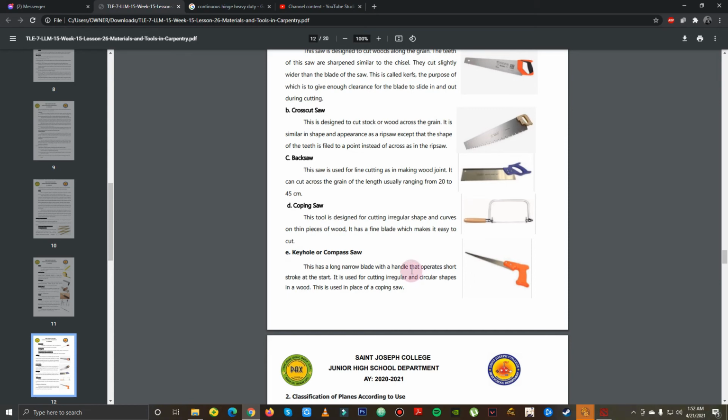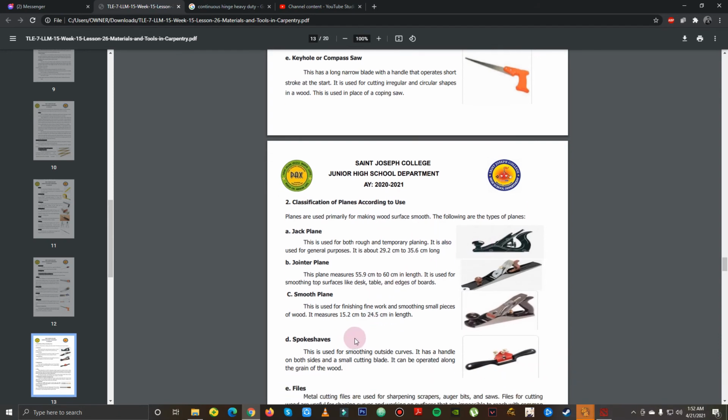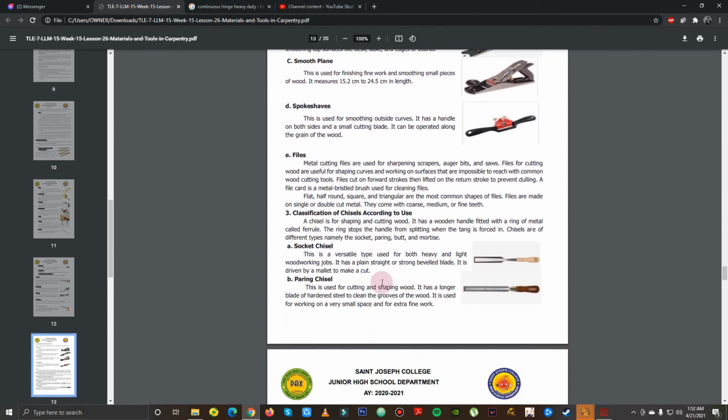This saw is useful for cutting in tiny spaces. Next are the planes. This plane is used to smoothen the surface of wood. Jack plane, jointer plane, smooth plane, and spokeshaves. Okay, files. These are used for carving.